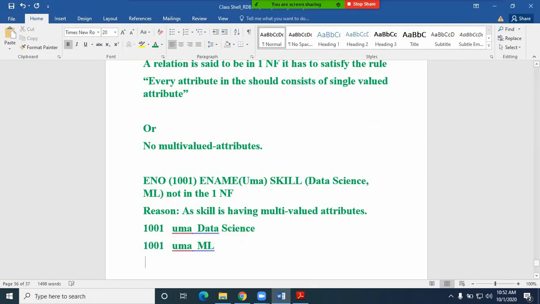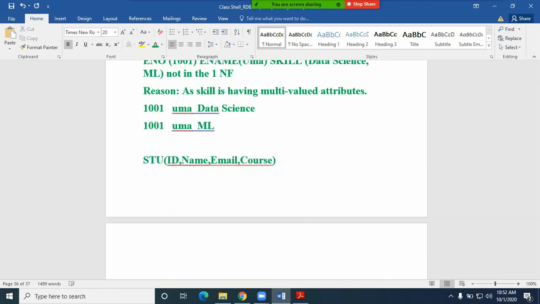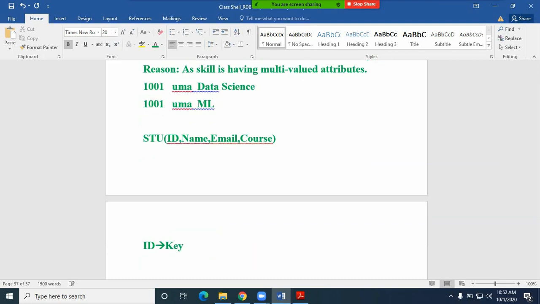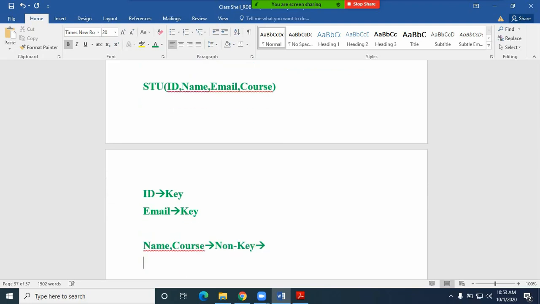Every non-key attribute. Let us discuss what exactly key and non-key are. Suppose I am taking student database data, and I am having ID, name of the student, and thereafter email, and I am taking the course information. Now if you are referencing ID, I can say this is a key, and even with the help of electronic mail also I can easily identify the student. This is also a key, whereas my name and course are the non-key attributes, friends.